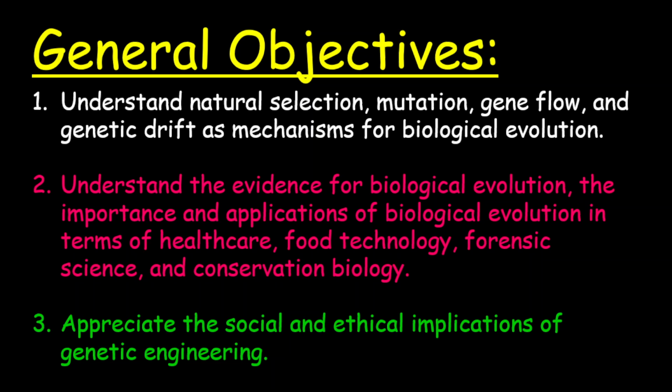One of the first things you need to do is understand natural selection, mutation, gene flow, and genetic drift as mechanisms for biological evolution. The next thing you need to know is the evidence for biological evolution, and the importance and applications of biological evolution in healthcare, food technology, forensic science, and conservation biology. You also need to appreciate the social and ethical implications of genetic engineering. Now let's talk about some specific objectives.